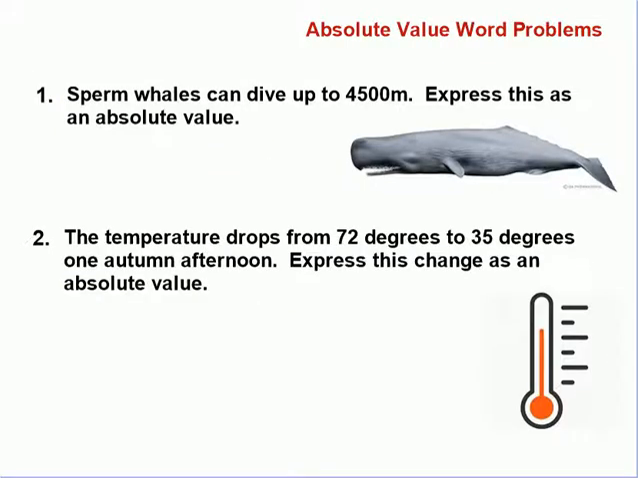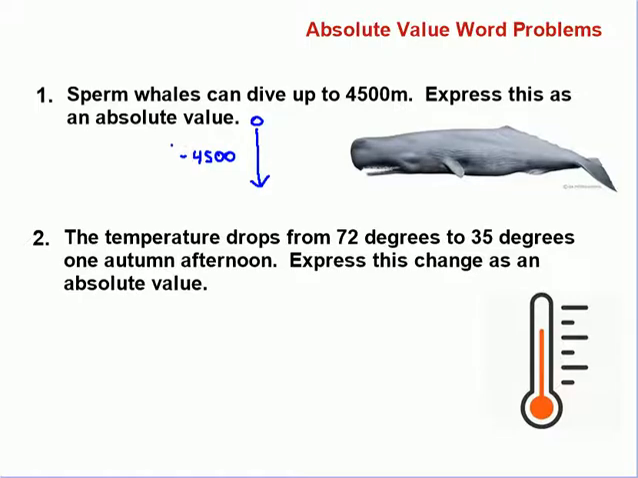Now let's take a look at a couple of quick word problems. Sperm whales can dive up to 4,500 meters. Express this as an absolute value. So here's our whale, and he can go up to 4,500 meters down. If you think about that, he's on a number line. He's going 4,500 meters down. Now that is actually a negative number, isn't it? When we're going down, if sea level is 0 and we're going down 4,500 meters, that's a negative number.